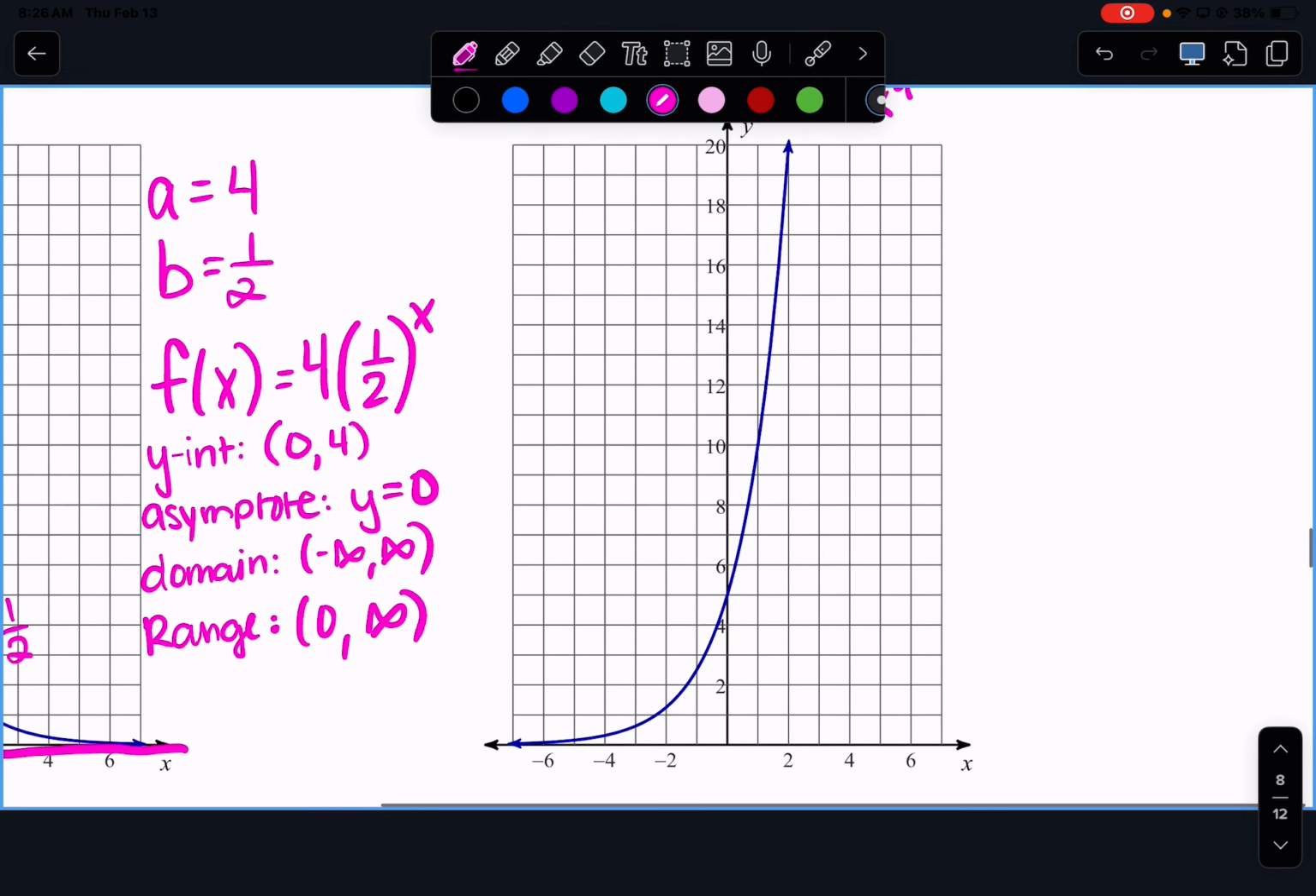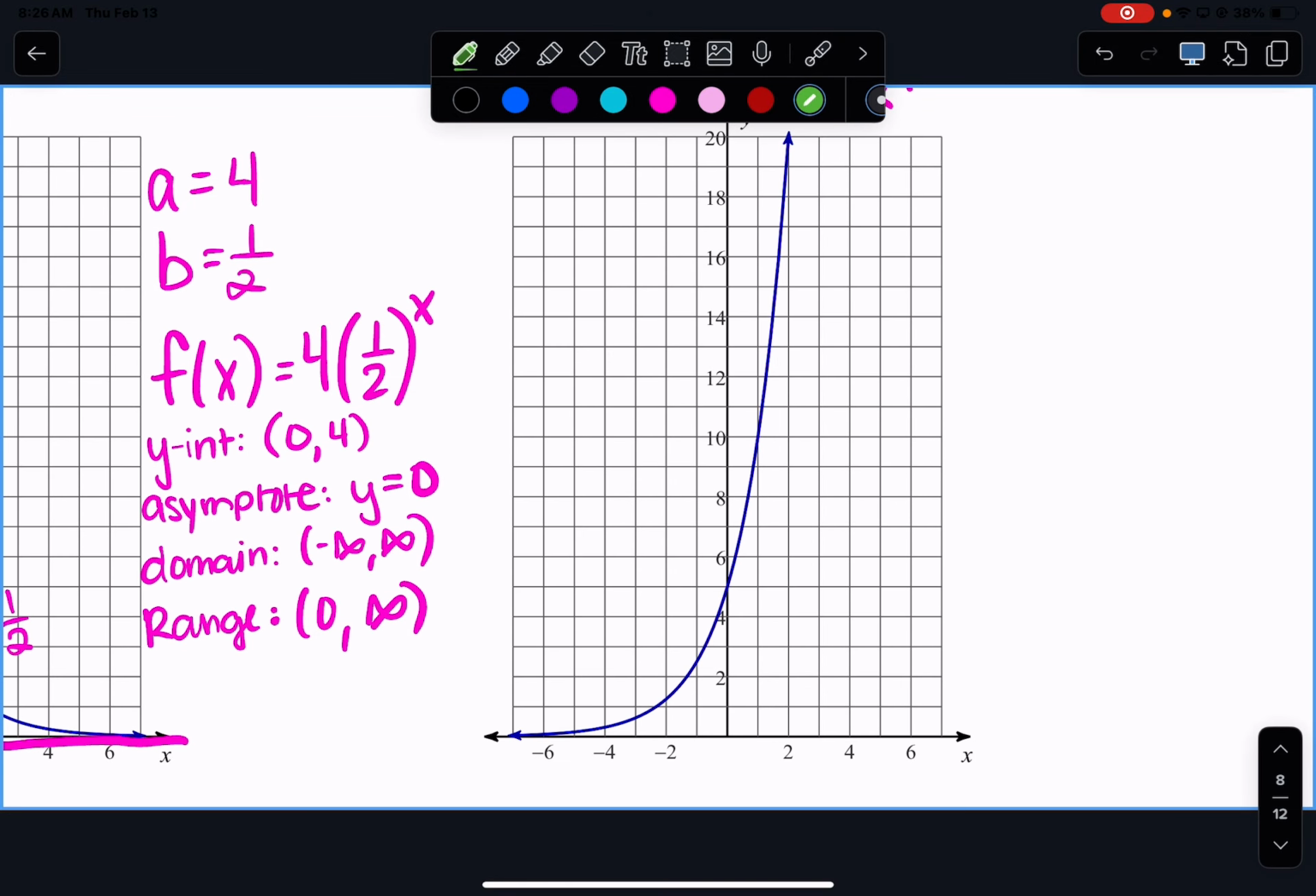Now, for number 6, let's find some points. When x is 0, what's y? When x is 1, what's y? When x is 2, what's y? 20. So what is my initial value? 5. That is also our y-intercept. Okay, it's the 0.05. What is my b? What do I need to multiply by to go from here to here and here to here? 2.